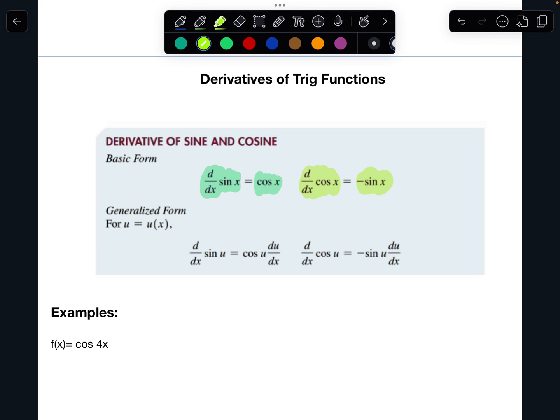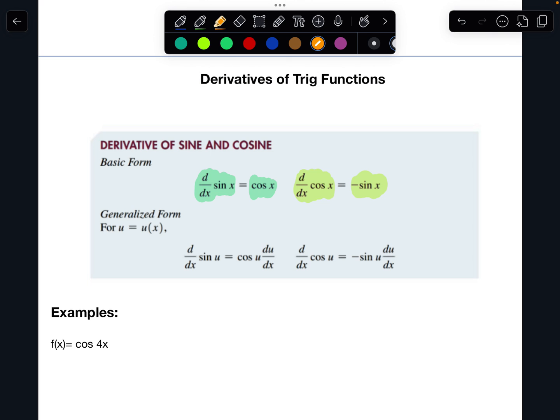However, when it's not just x, the derivative of sine of u is going to be cosine of u times the derivative of whatever u is. For cosine of u, the derivative is going to be negative sine of u times the derivative of whatever u is.